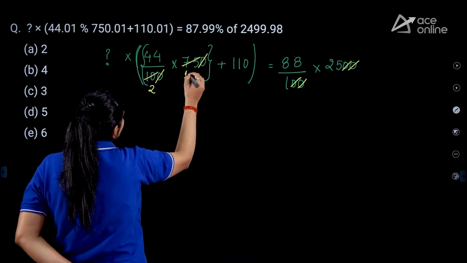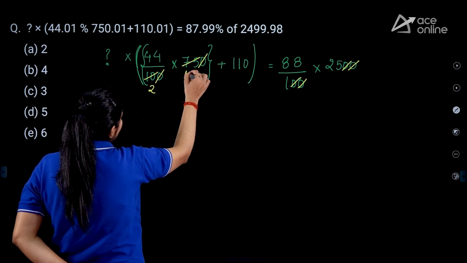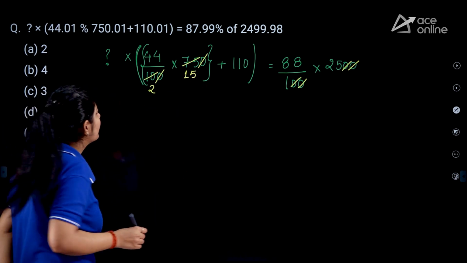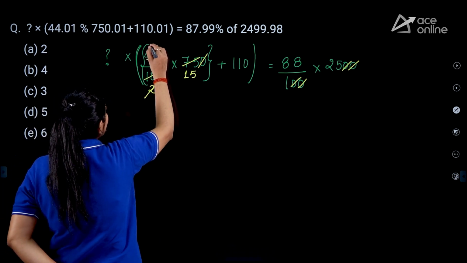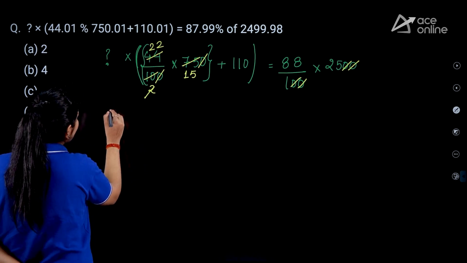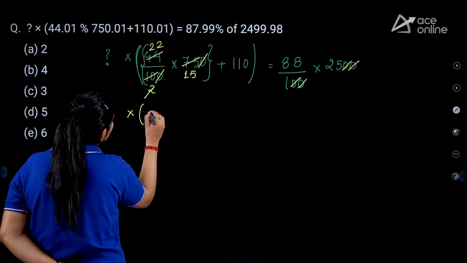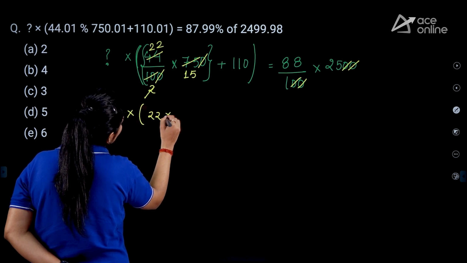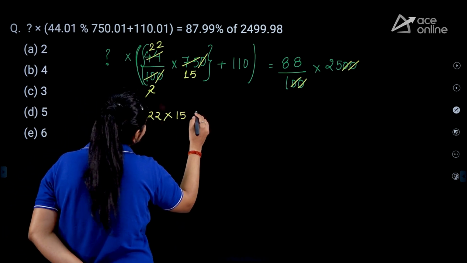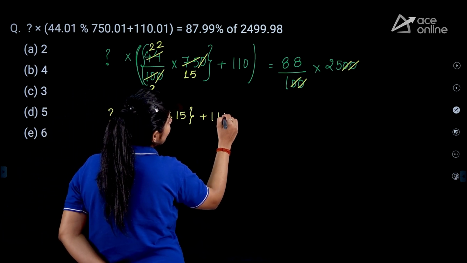Here we are getting 15. Now, here we are getting 22. Right? So here we have the question mark into 22 into 15, right? Plus 110.